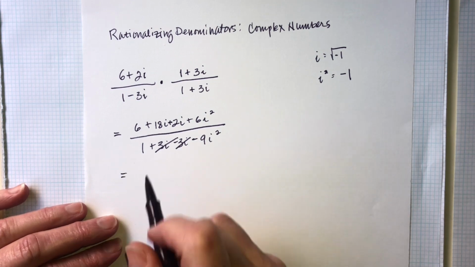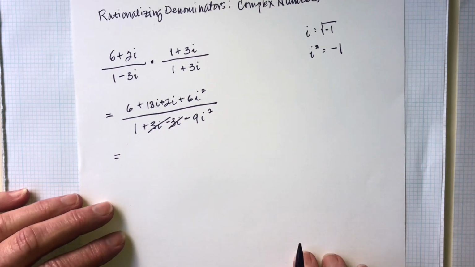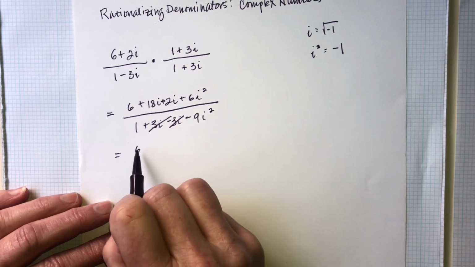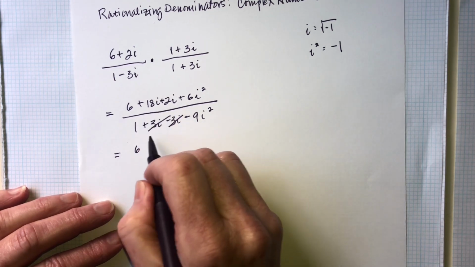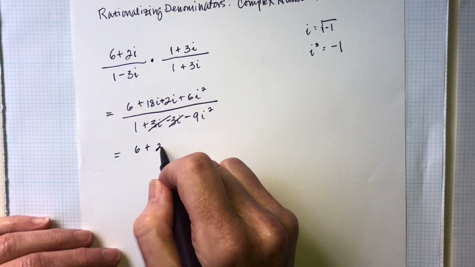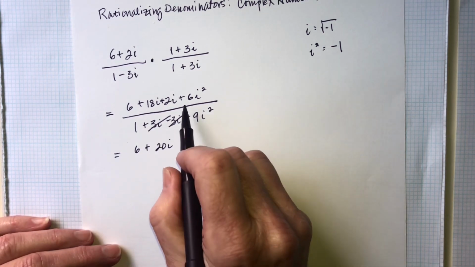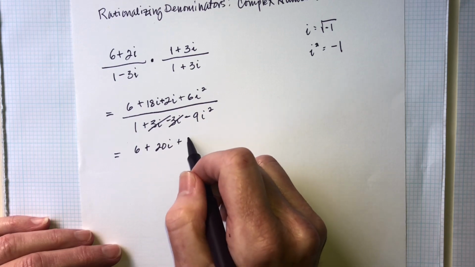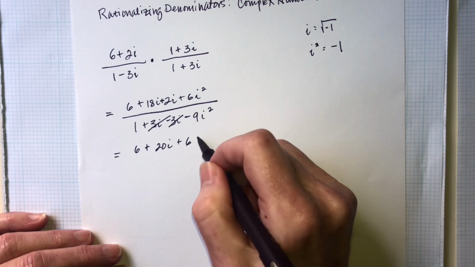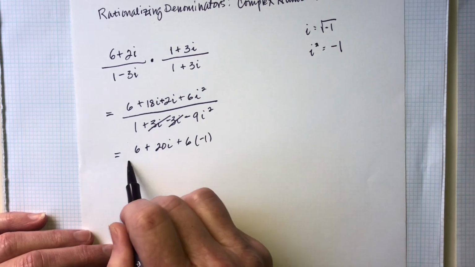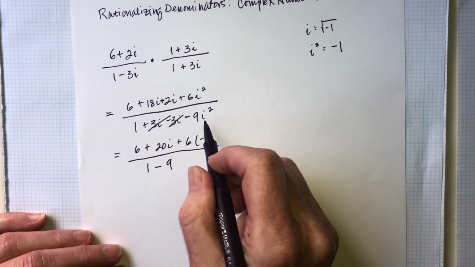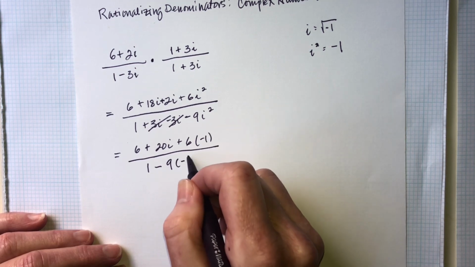And for our next step, we're going to take it to a little more simplified form. So we have a 6, we have these two like terms in the middle, so our 18i and 2i become positive 20i, and then plus 6i squared. Well, plus 6, now recall that i squared is -1, so we can substitute that right there. And in our denominator we have 1 minus 9i squared. Well, we've got an i squared there. We can substitute -1.